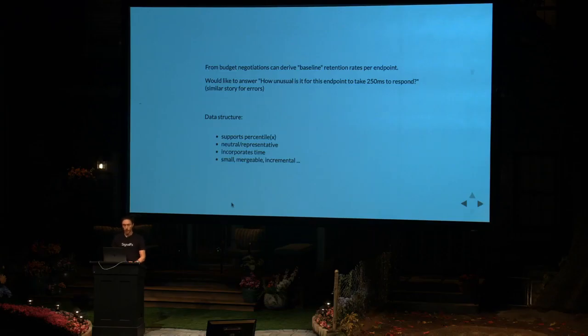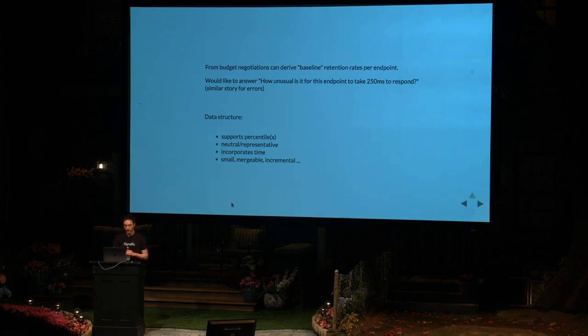So it should support percentile queries. It should be neutral in the sense that the things it picks should not influence the way it calculates percentiles. It should have a notion of time. So those are sort of the qualitative statistical properties. And then, of course, the engineers would like it to be small, mergeable in case it's split among many machines. And updates should be very fast when a new data point arrives. It should be incremental.